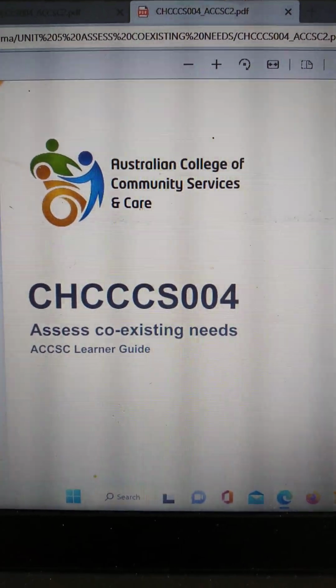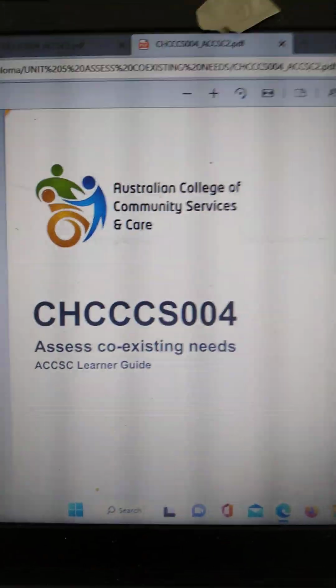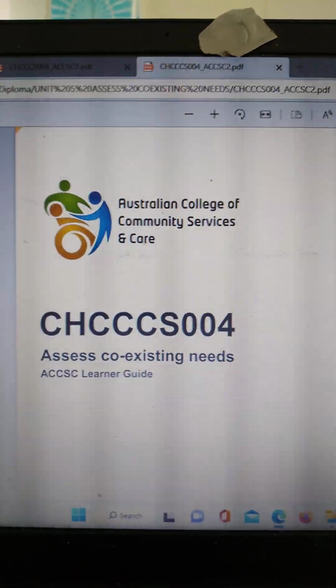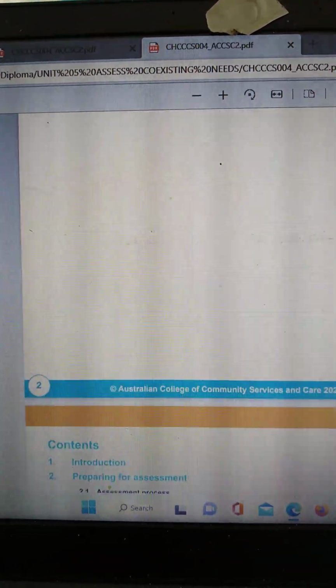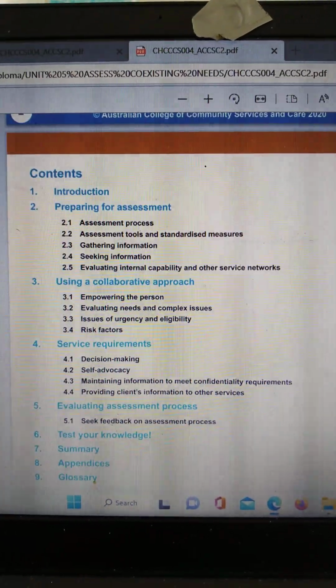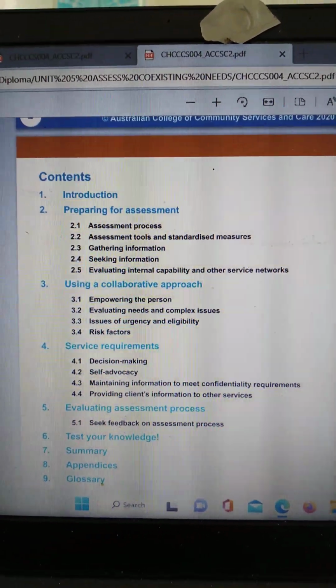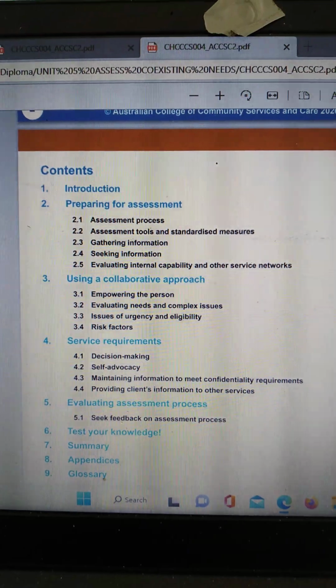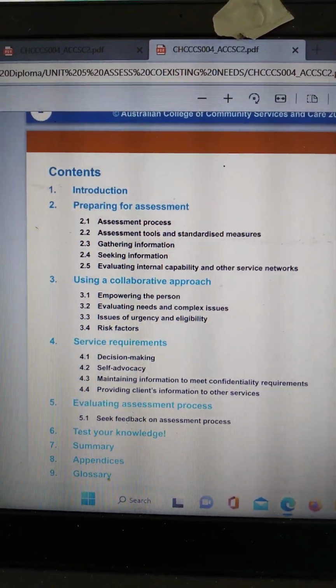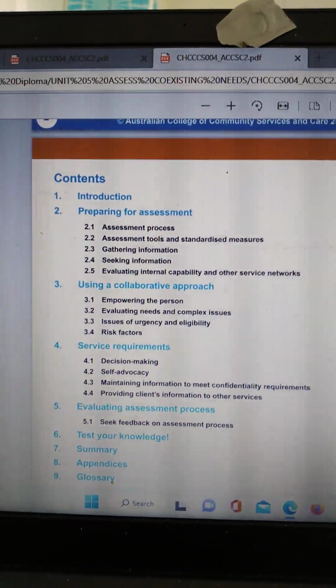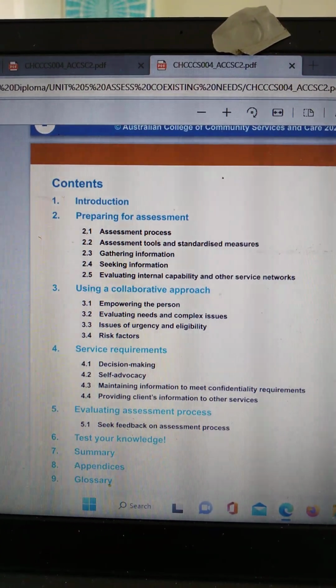The unit is Assess Coexisting Needs. This is the learner guide reading. Contents. Here's the list of the contents. The introduction, then preparing for assessment. So that's 2, preparing for assessment.